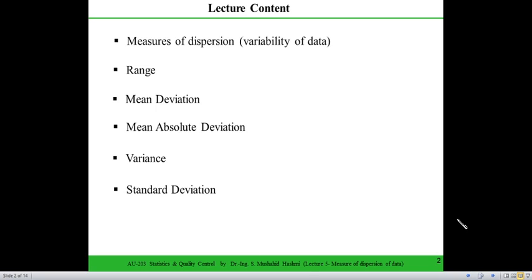and the last one is the coefficient of variation. There are some other measures like quartiles, which we will do in the next lecture. But these are the few measures which we are going to address in today's lecture.